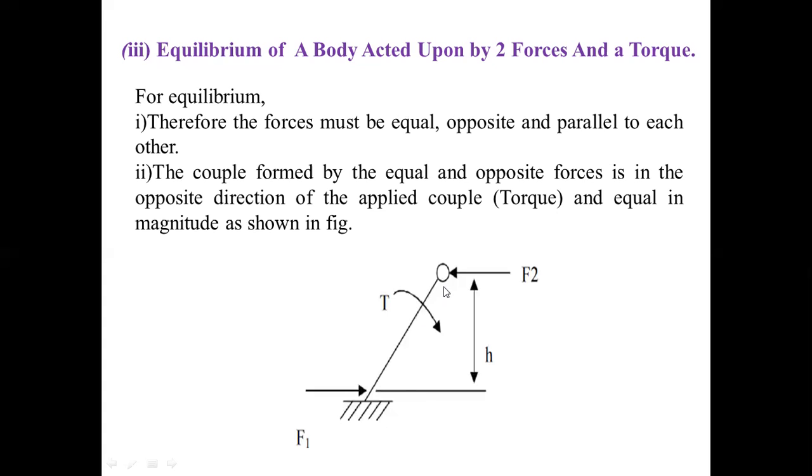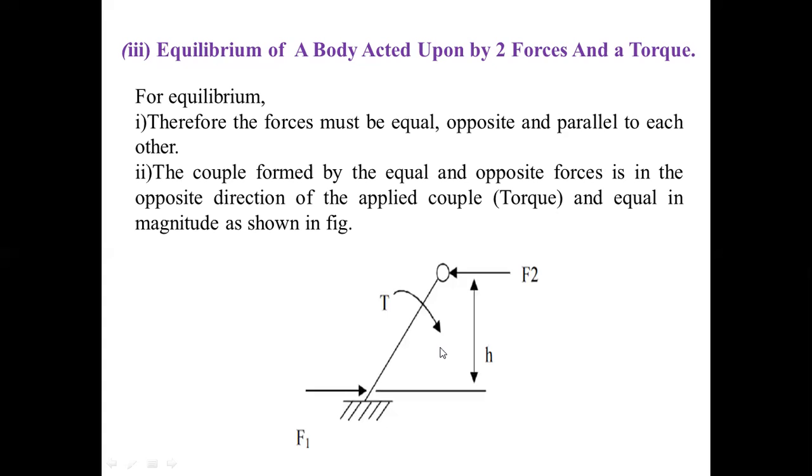Therefore, in order to keep this link in static equilibrium, we need to apply a couple or a moment in the direction opposite to the couple produced by the forces F2 and F1. So what is the direction in which we need to apply the couple on this link to keep it in equilibrium? In the clockwise direction.